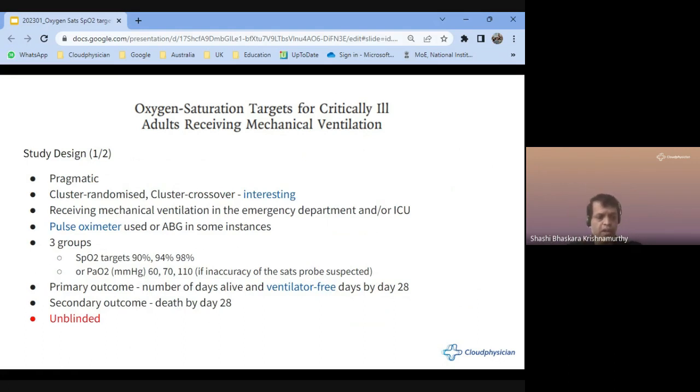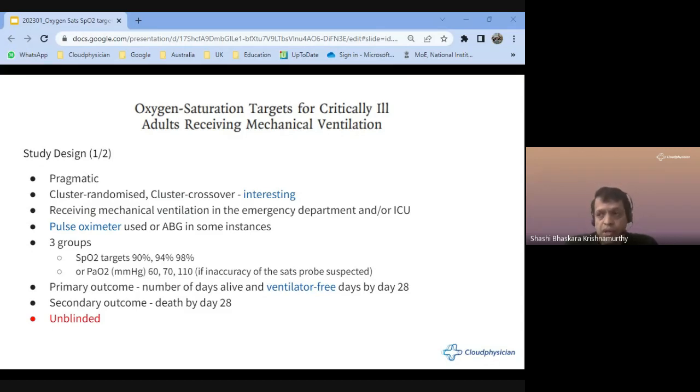Looking at the study design itself, it is mentioned as pragmatic, cluster randomized and cluster crossover, which was very interesting to me, and how they've done it. They looked at all patients who were mechanically ventilated, with randomization from emergency departments as well as the intensive care, wherever the source of the patient was. A pulse oximeter was used, and I think that is of huge relevance to how we manage our patients.